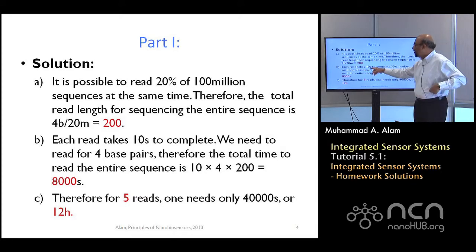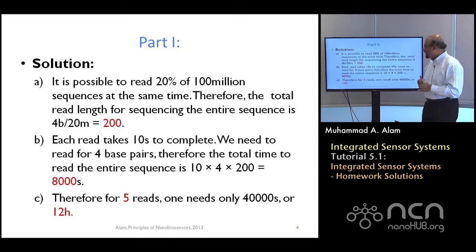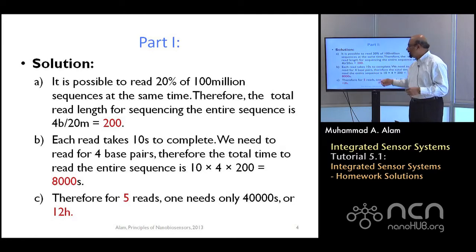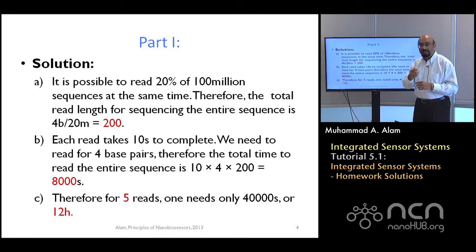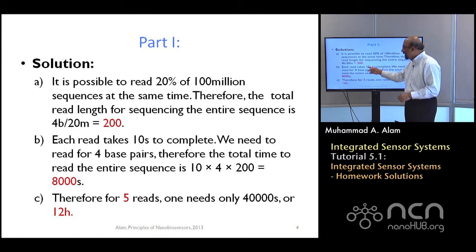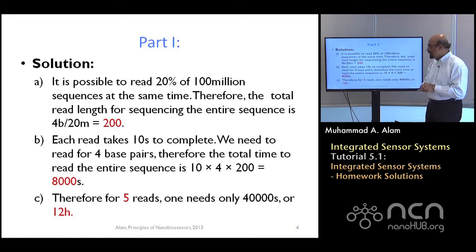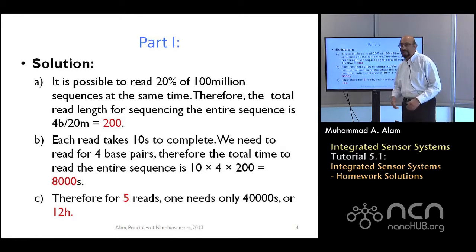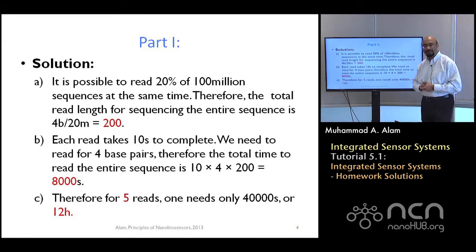Now, if each read takes about 10 seconds, let's say, and we have 4 base pairs that we have to try before we find out exactly which one it is, then it will take 40 seconds. And 40 seconds multiplied by 200 of them gives a total of about 8,000 seconds. That means just a couple of hours. So you can do it in a couple of hours.